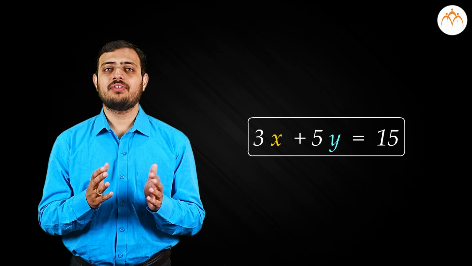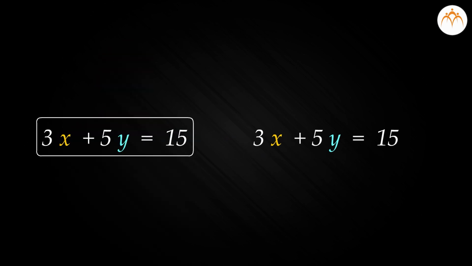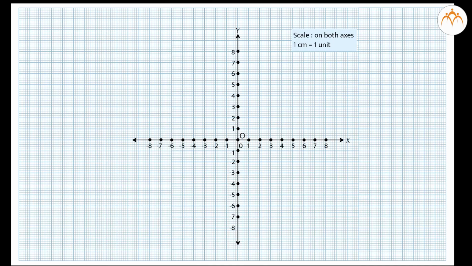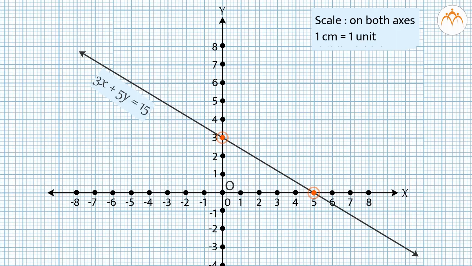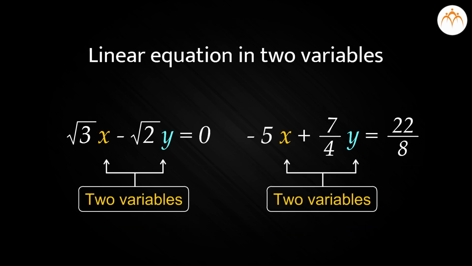3x plus 5y is equal to 15 is a linear equation in two variables as it has two variables x and y and the degree of each of the terms comprising these variables is 1. The graph of this equation is a straight line. Similarly, square root of 3x minus square root of 2y is equal to 0, and minus 5x plus 7 upon 4y is equal to 22 upon 8 are also linear equations in two variables. The graph of these two equations is also a straight line.